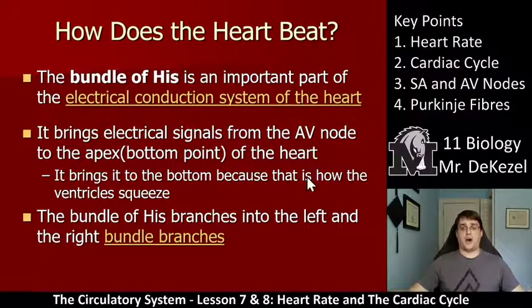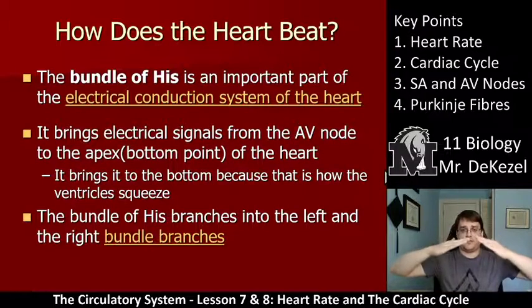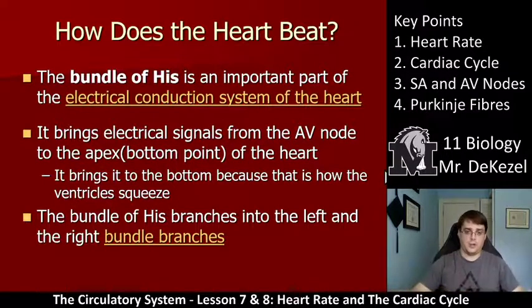It brings it to the bottom because now we need to squeeze the ventricles from the bottom up. If we squeezed from the ventricles down, there would be nowhere for the blood to go. The two ways that the ventricles point are up, go to the lungs or to the rest of the body.